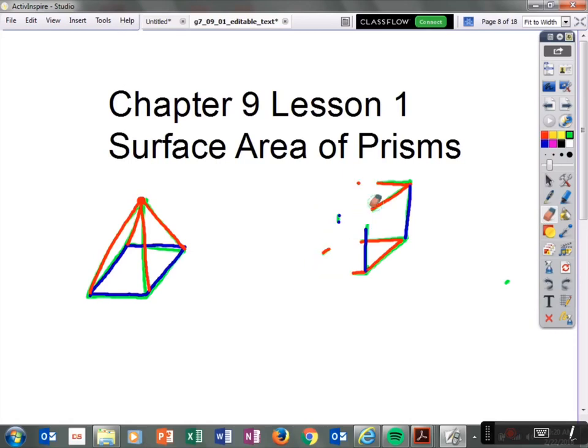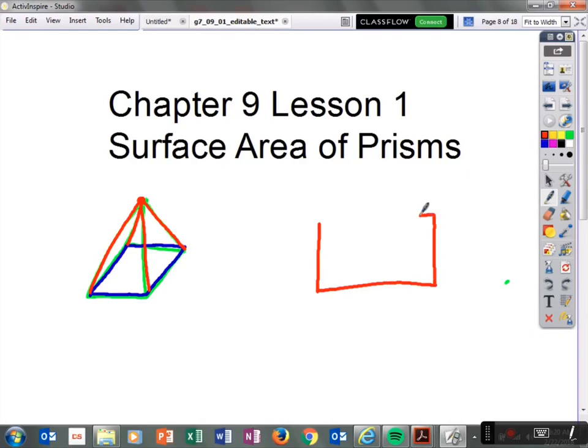prism's even easier. Just make two squares and connect them. When I make a prism, instead of my top and bottom being my bases, I pretty much make my front and back my bases whenever I'm drawing it. So I draw two bases first. I'm actually going to make this one rectangular. So I draw a rectangle here.